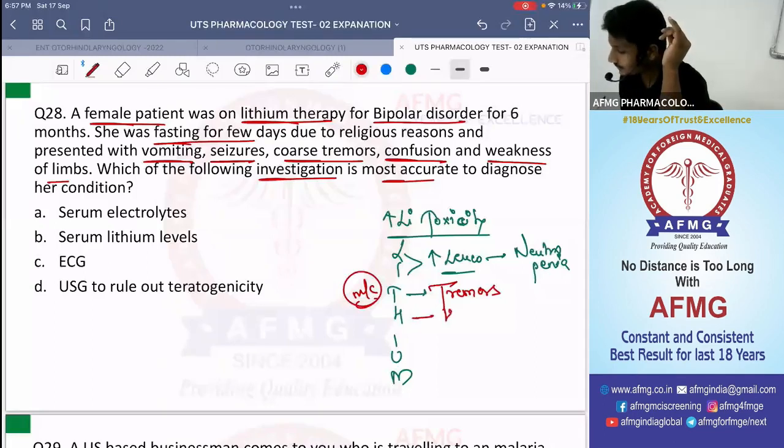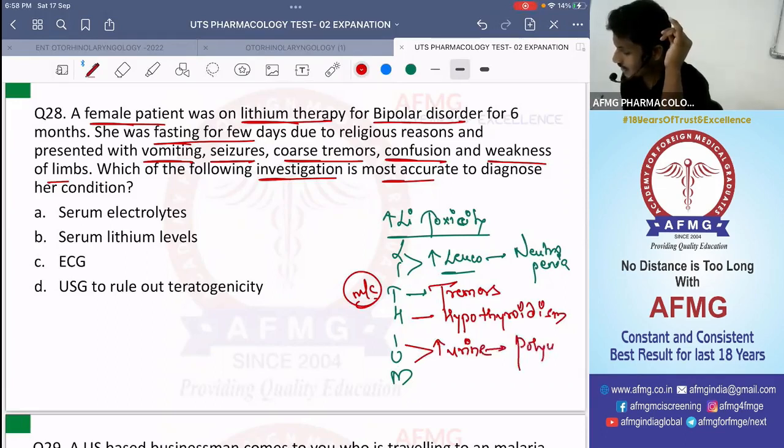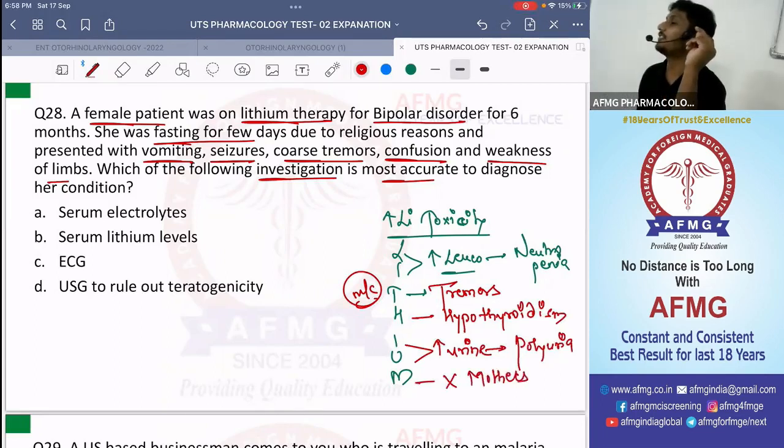H goes for hypothyroidism. H goes for hypothyroidism. IU goes for increase in urination. That means it leads to polyuria in the patient. And M usually goes for it should be avoided in mothers because it leads to a teratogenic side effect known as Ebstein's anomaly. Sarkari question. Lithium in pregnancy can lead to Ebstein's anomaly, a box-shaped heart in the child.